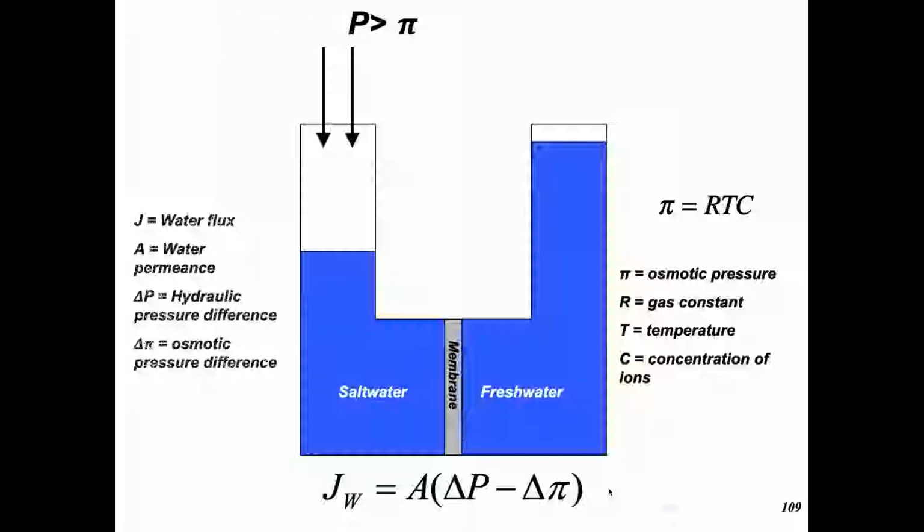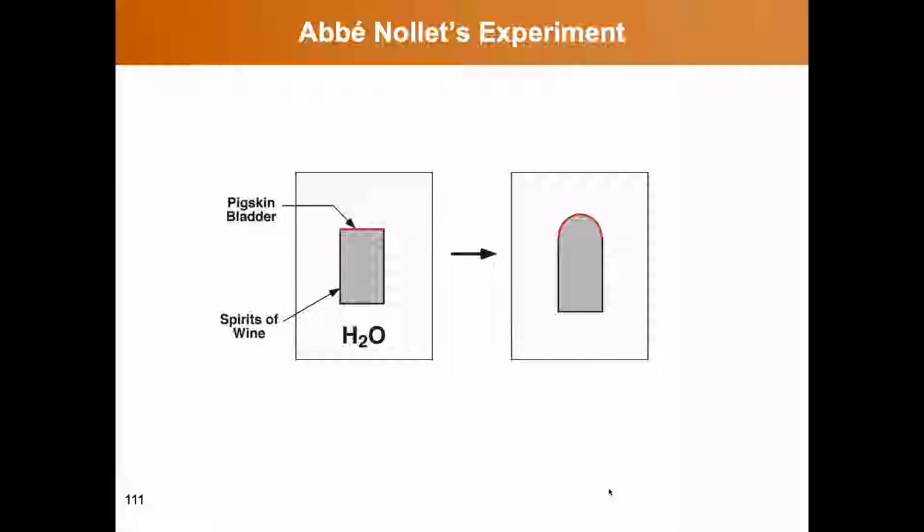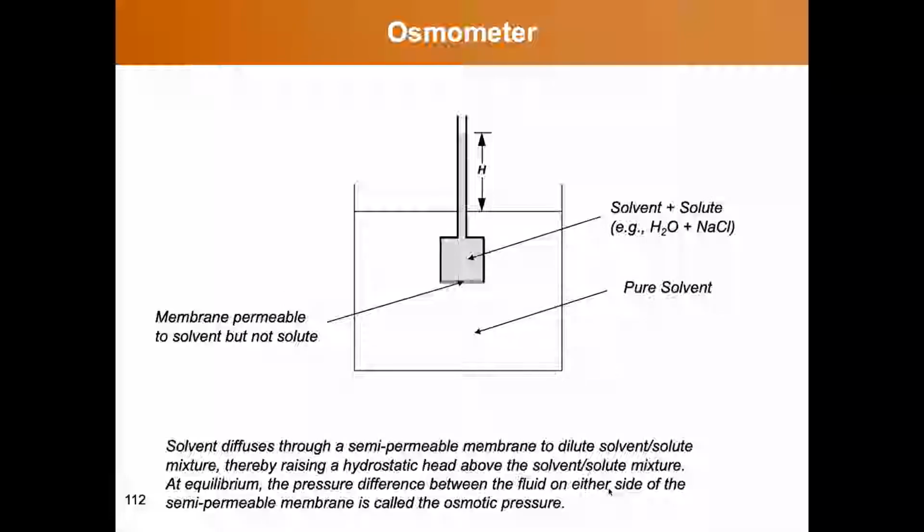If you apply a hydrostatic pressure greater than the osmotic pressure, then flow of water can be driven against its concentration gradient, and this is the realm of reverse osmosis that I talked about in this slide. It's also coherent with the results of the experiment that Abbé Nollet ran.